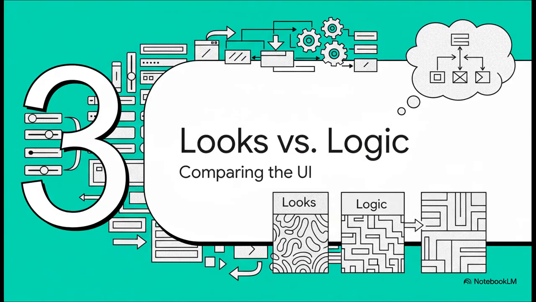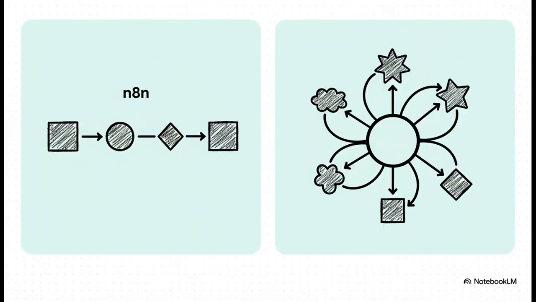Okay, let's move on to round two, looks versus logic. This is all about the user experience. You know, how does it actually feel to build and look at your automations in each of these tools? And this is where you can really see their different personalities shine. n8n gives you this clean, logical, left-to-right flowchart. It's simple, it's super easy to follow, especially for straightforward tasks.